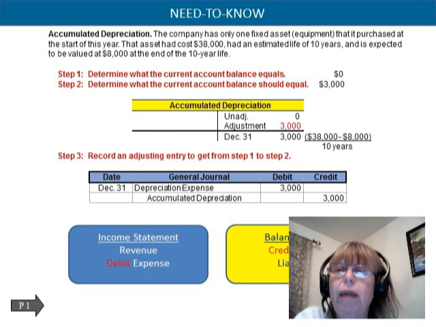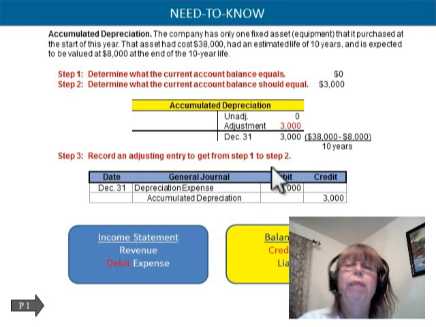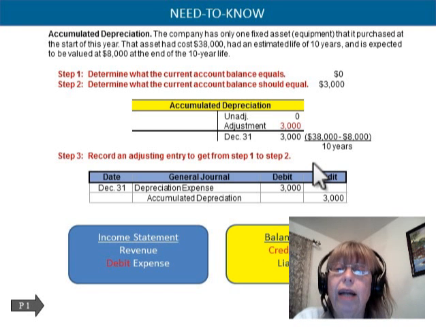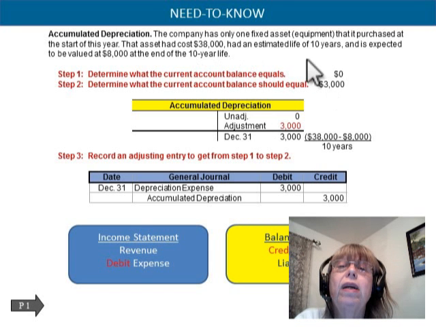Depreciation is its own animal. Depreciation is a little bit different than the others. Depreciation is going to be calculated based on how long the asset will be in use. We're going to see more of this in Chapter 10, but for now, you're only going to use straight line depreciation. Right now, they tell you it had an estimated life of 10 years, and expects to be valued at $8,000 at the end of the 10 years.